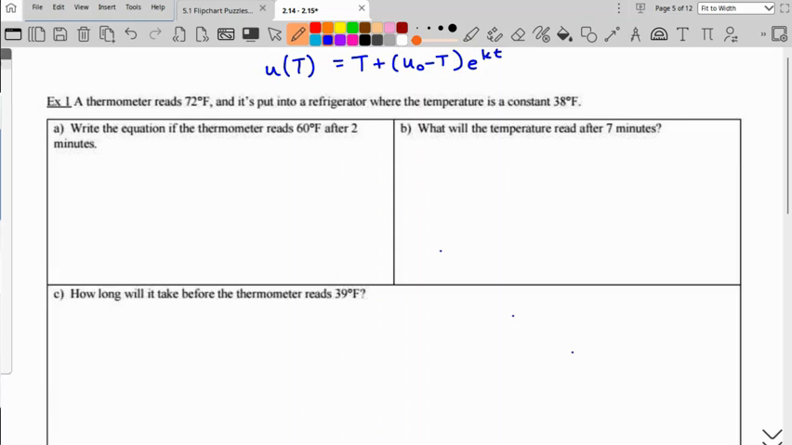It says a thermometer reads 72 degrees Fahrenheit. Now, I know you're thinking that that's the room temperature. Let's read what is next. And it says, and it's put into the refrigerator.